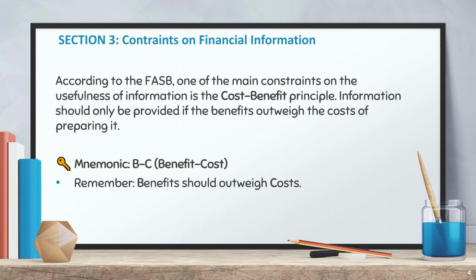Section 3. According to the FASB, one of the main constraints on the usefulness of information is the cost-benefit principle. Information should only be provided if the benefits outweigh the costs of preparing it. Mnemonic, BC, benefit cost. Remember, benefits should outweigh costs.